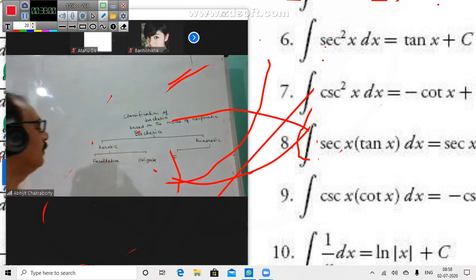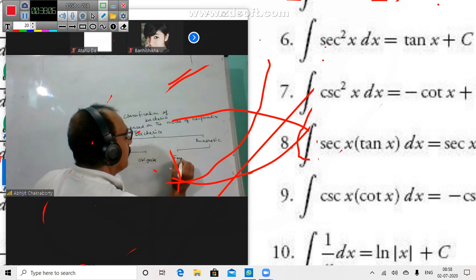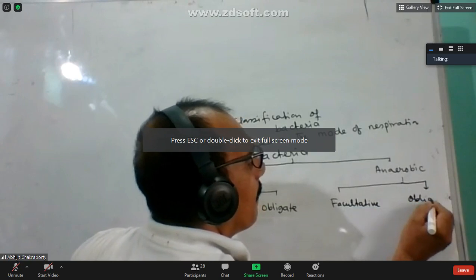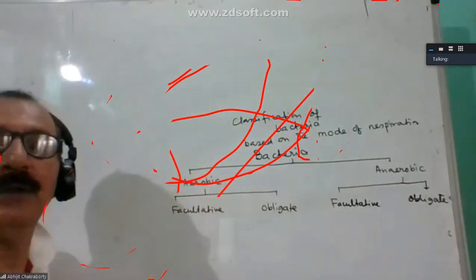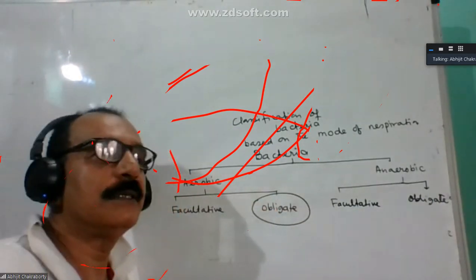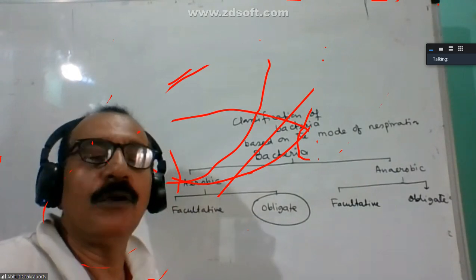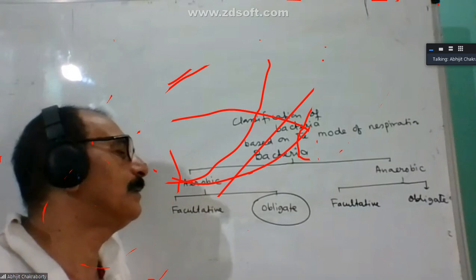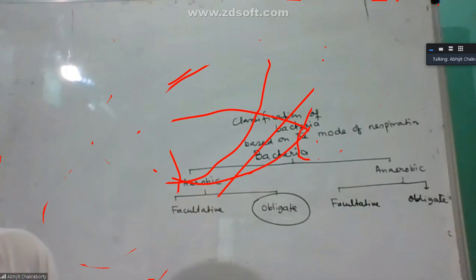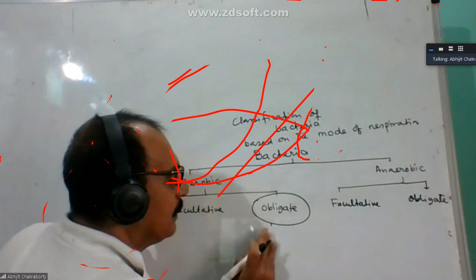I was discussing the facultative, the aerobic and anaerobic, facultative again, and obligate. What about the term obligate that is used? Obligate means compulsorily it should be aerobic. Compulsorily aerobic means it cannot survive in absence of oxygen, like Bacillus subtilis.